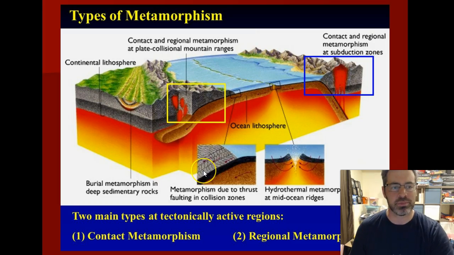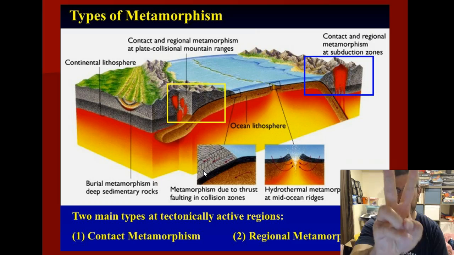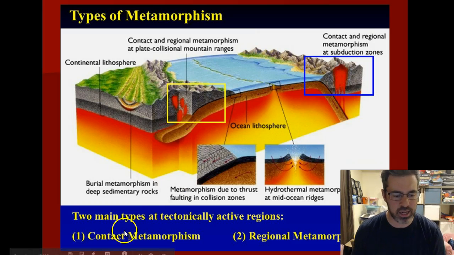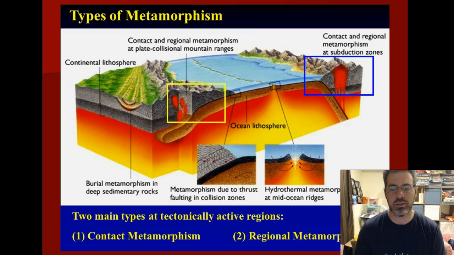All right, so let's get into the different types of metamorphism. There are two main types of metamorphism: contact metamorphism and regional metamorphism. We're going to break these down. The first one we're going to talk about is the most common form of metamorphism. Can you guess what it is? Well, this produces by far the most amount of metamorphic rock. It is regional metamorphism, so let's get into that here.